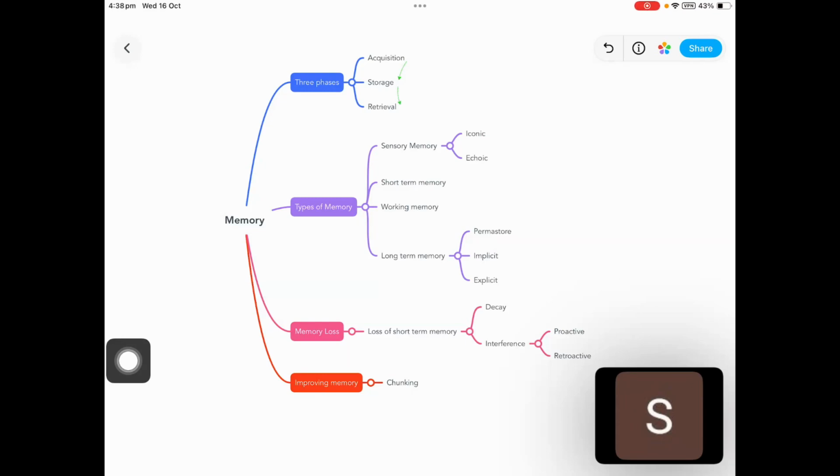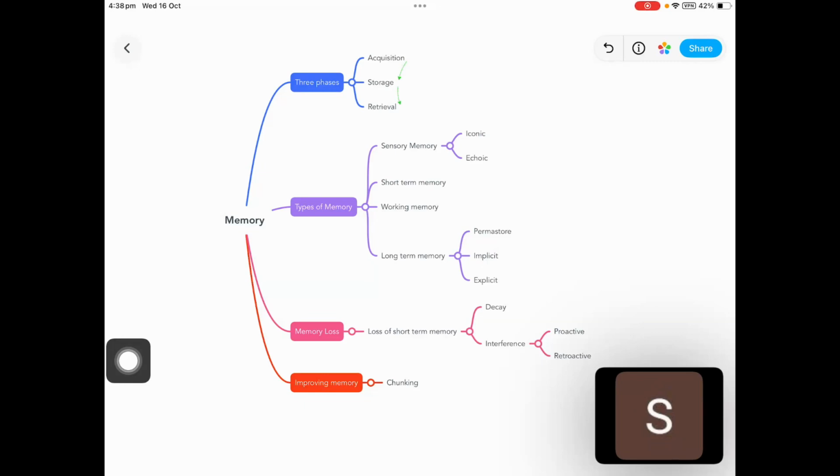The acquisition phase, the storage phase, and the retrieval phase. So the acquisition phase being when we first gain the memory, so right in that moment, it's there, it's fresh, and right as and after it happens, it's being kind of barreled off into storage right then and there.